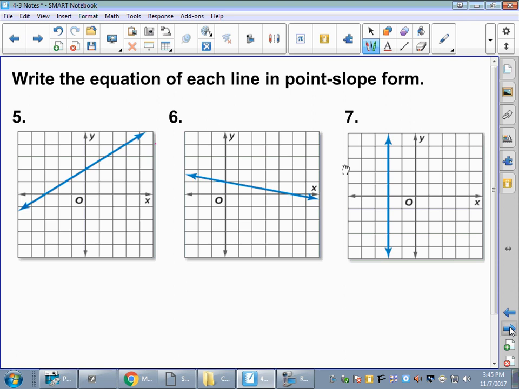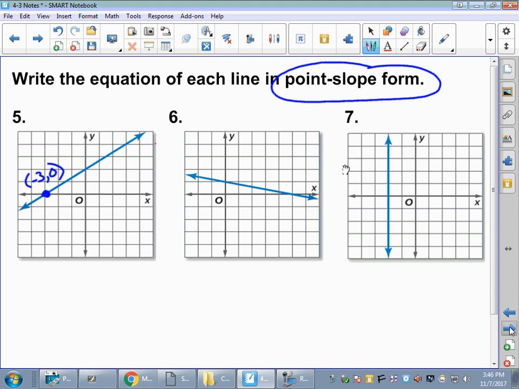Looking at graphs and putting it in point slope form. Okay, so that's the new one that we learned today. So I need a point on the graph. So I'm going to use this point. You could use any point you want. And so I decided to use this point, and that's negative 3, 0.